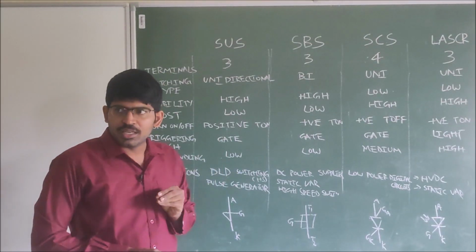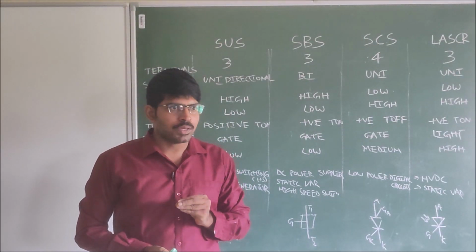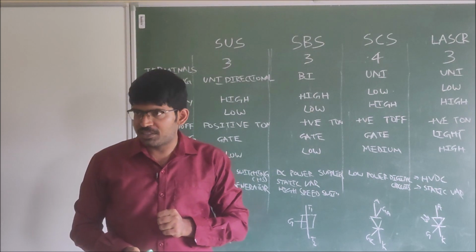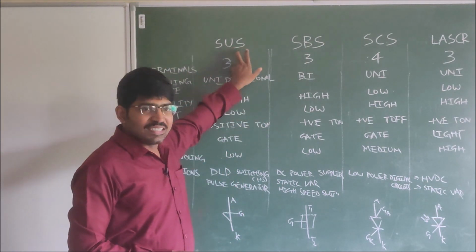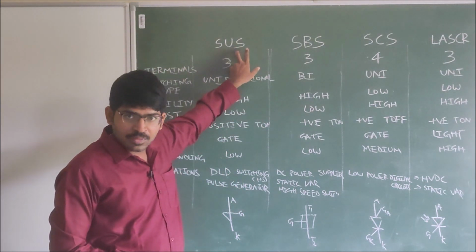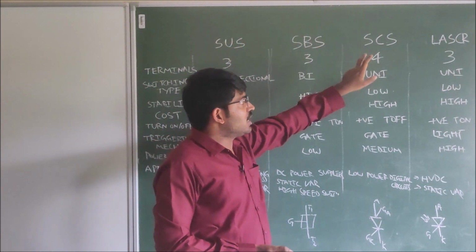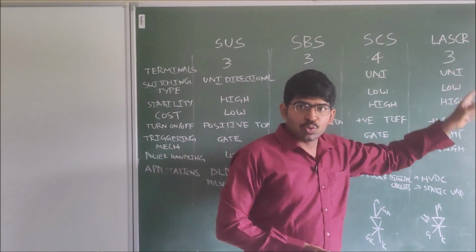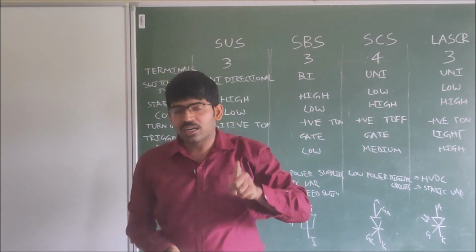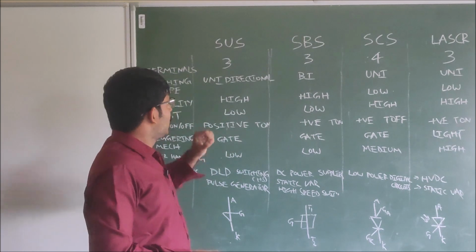Now we are discussing the comparison of four Thyristor family devices. One is silicon unidirectional switch, second one is silicon bidirectional switch, third one is silicon controlled switch, fourth one is light activated silicon controlled rectifier.